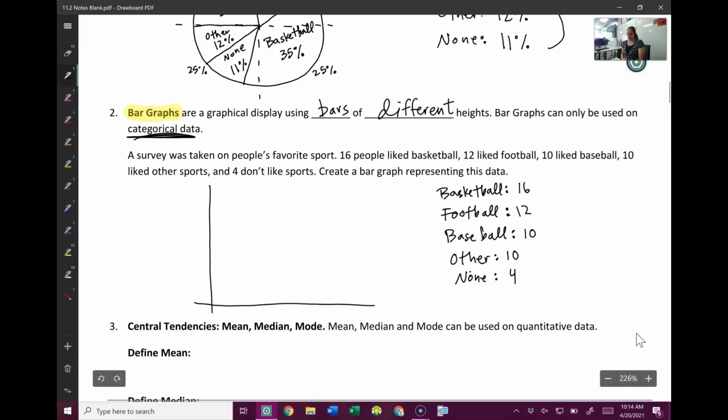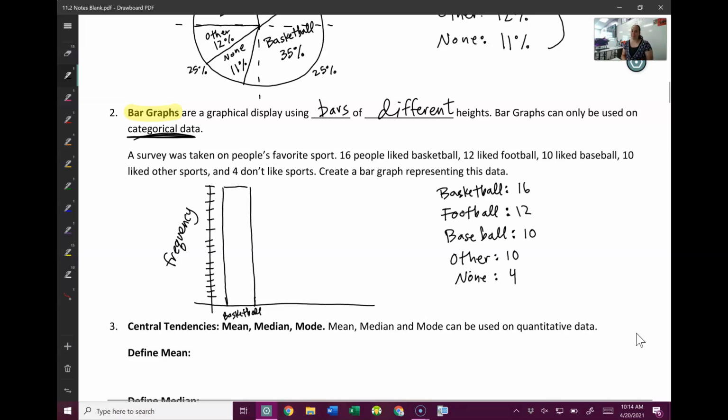So anytime you create a bar graph, how often it occurs goes on this side. So let's see, 1, 2, 3, 4, 5, 6, 7, 8, 9, 10, 11, 12, 13, 14, 15, 16. There we go. That was really bad. That was a bad example. Anyway, so we call this the frequency. The frequency that it occurs, how often it happens. And then we're going to make our categories. So this category is going to be my basketball category. And I had 16 of those. So it's going to go all the way to the top.